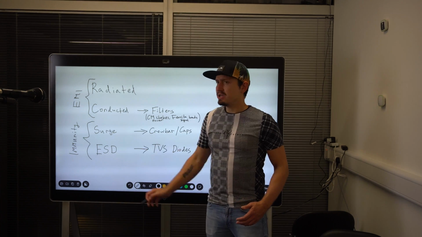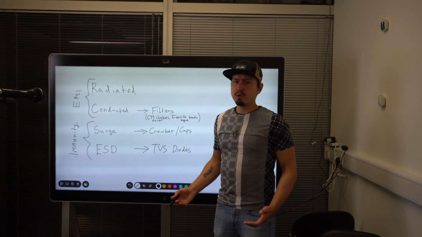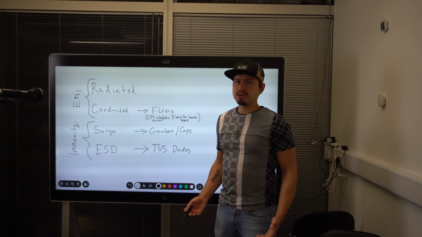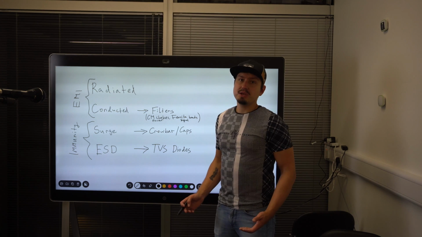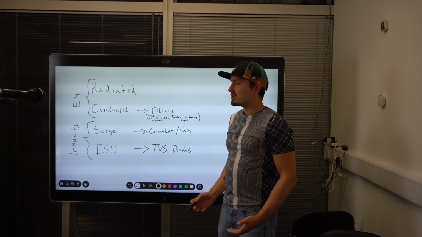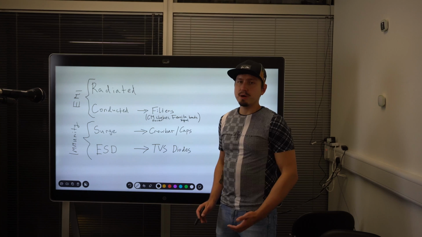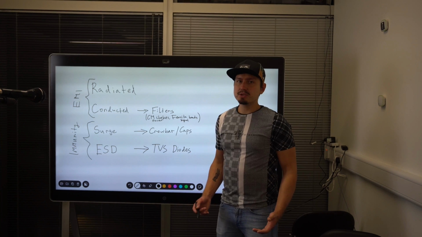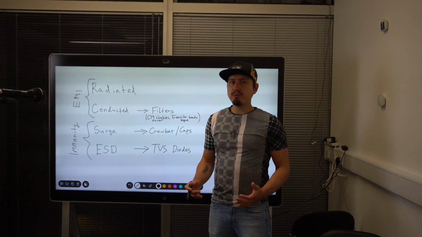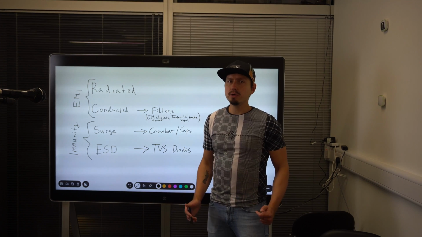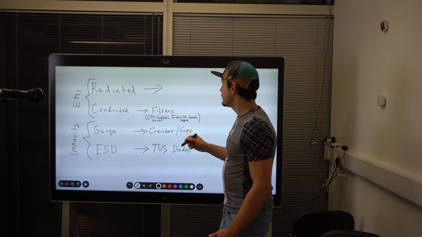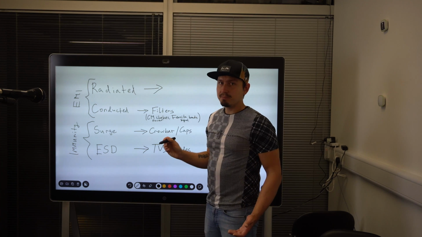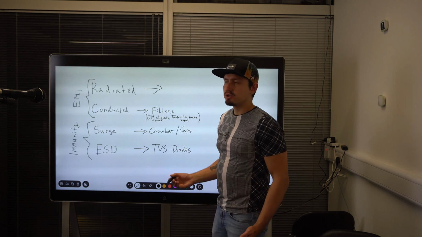Both surge and ESD form a part of immunity testing. Then the only remaining area is radiated emissions testing, which is quite often the most complex one, because it deals with emissions coming off the unit as a whole. And typically what I'm talking about here is good PCB layout design practices and good shielding.